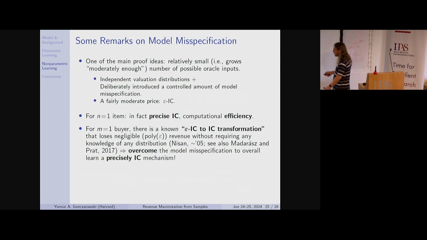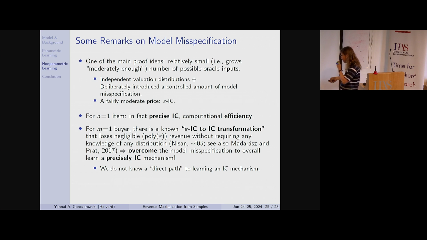So this allows us to overcome the model misspecification, and this literature really talks about overcoming model misspecification. That's the way that this paper is framed. So we introduced model misspecification to get no overfitting, and we can use this to correct it at the end after we're done with the no overfitting. So that's a nice thing.